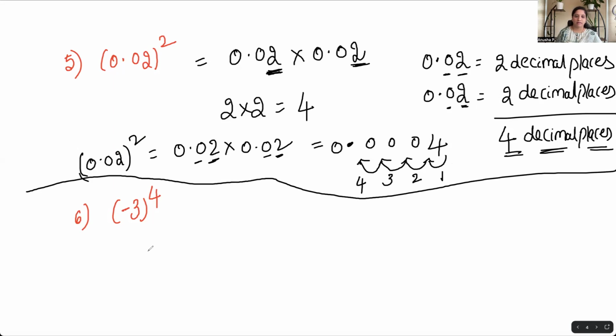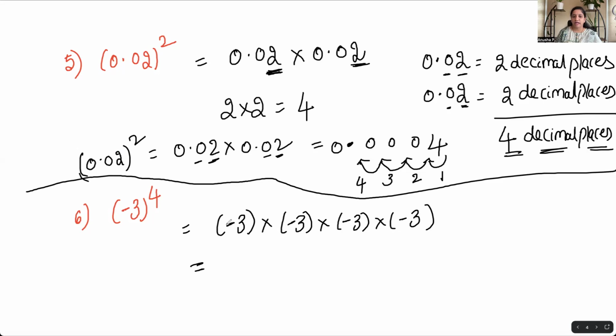In the next question, we can apply the exponents to the integers too. It is negative 3 to the power of 4. So it is nothing but negative 3 times negative 3 times negative 3 times negative 3. We are writing negative 3 four times because the power is 4. Okay. And I already explained it in integers. Here we have 1, 2, 3, 4 negative signs. If you have an even number of negative signs, the answer will be positive in multiplying integers.